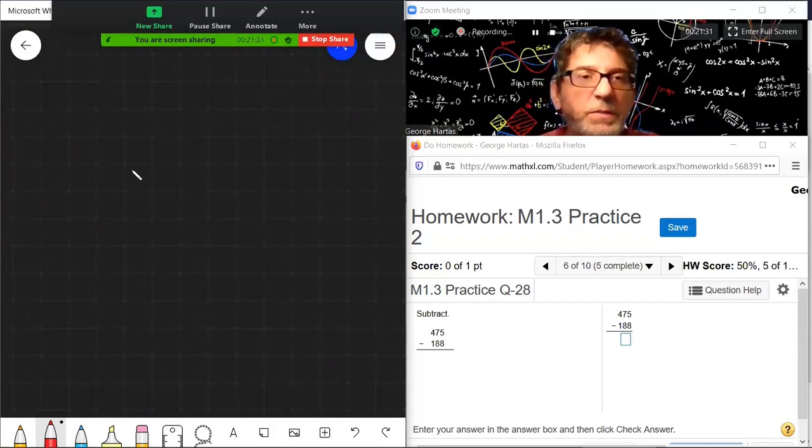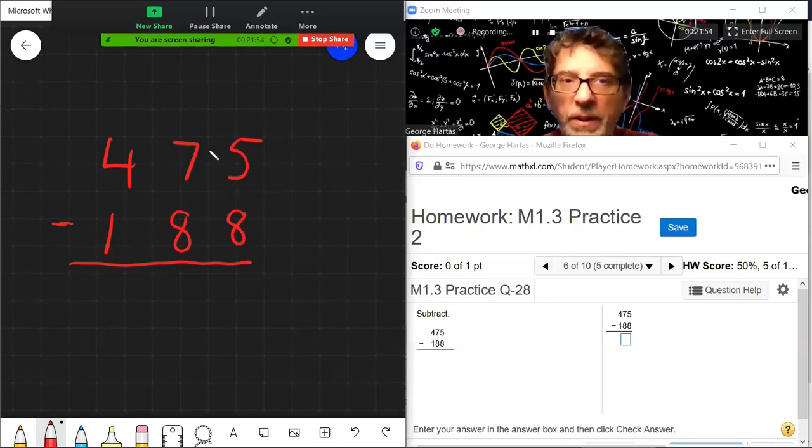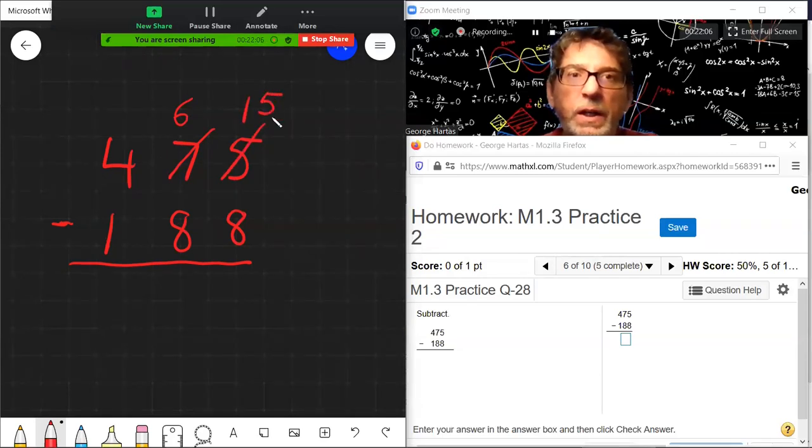All right, so we have 475 minus 188. So we start from the rightmost side. 5 minus 8. Nope, we cannot subtract that. The 5 is too small. We got to go over and borrow from the 7. So the 7 is going to get slashed out. It's going to become a 6. The 1 that we borrowed from the 7 is going to make this a 15. So basically, I'm putting the 1 in front of the 5, and the 5 turns into a 15. I took 1 from the tens place, and I brought it here. That's really what happened. Okay, so now we have 15 minus 8, and that's 7.